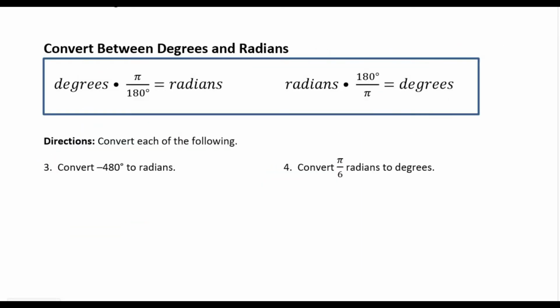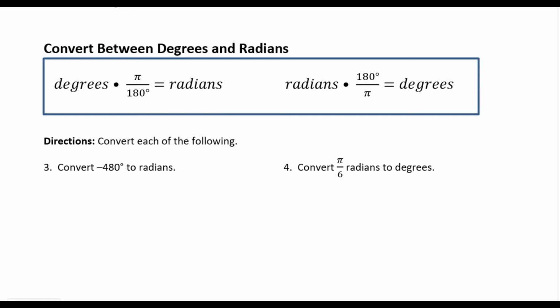To convert between degrees and radians, you're going to use one of these two formulas. And this is something that you do need to memorize. 180 degrees is equal to pi. So you've got that ratio that you're going to use as a conversion factor, just like you would use 12 inches equals 1 foot when you're converting between feet and inches. These are the ratios that we're going to be using to convert degrees to radians and radians to degrees.